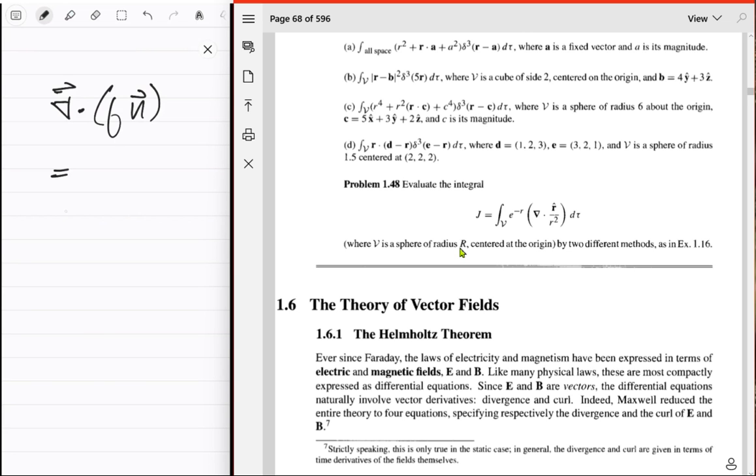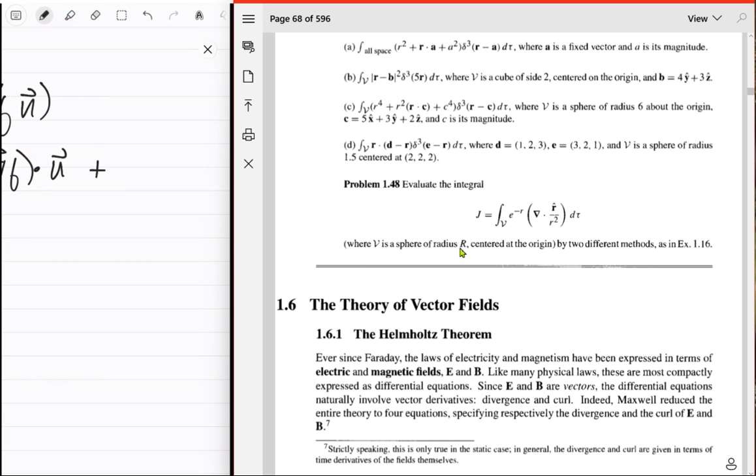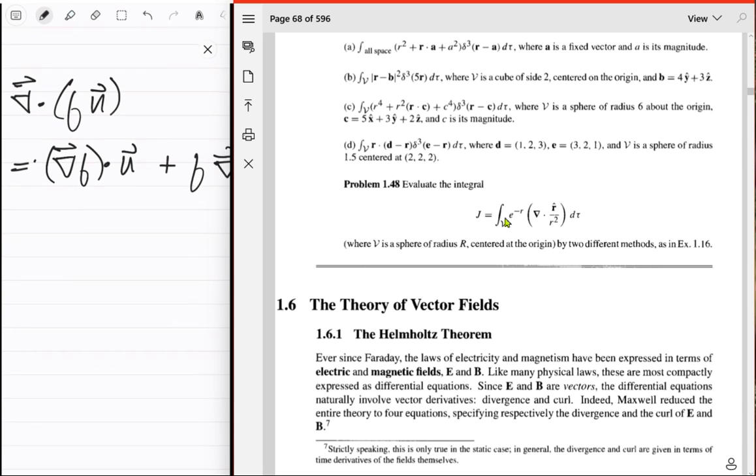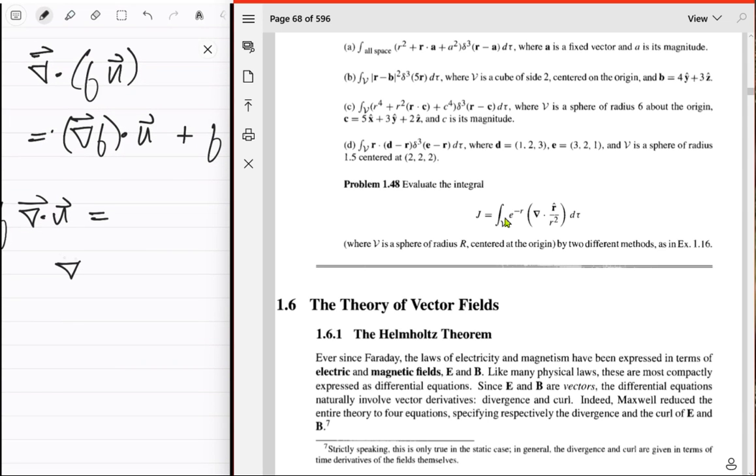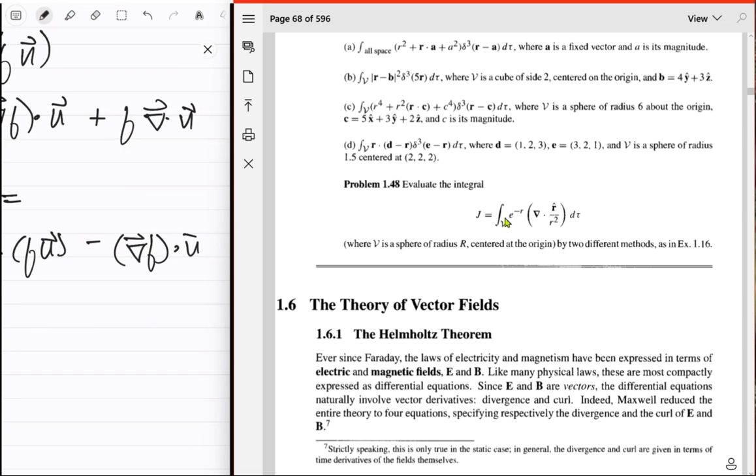That can be written as what? Just dot it with this guy. You can write it as the gradient of f dotted with u vector, plus f times the divergence of u vector itself. Right, that's what you can do. So we can rearrange this equation. F divergence of u is just equal to the divergence of f times u minus the gradient of f with u vector, and then we just integrate this thing.